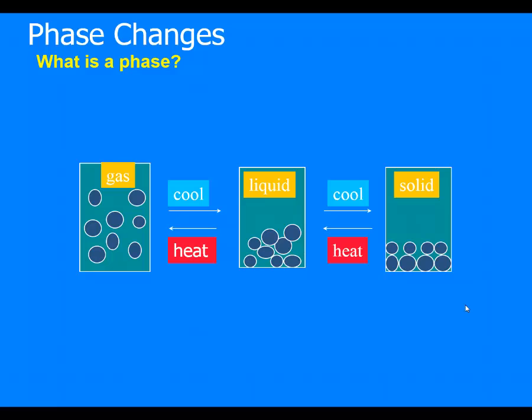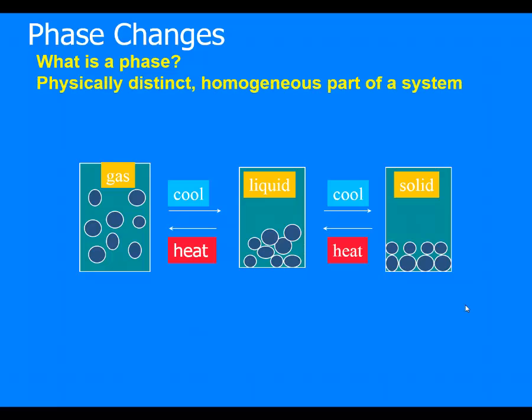Now, when I talk about a phase of matter, let's define what that means. A phase of matter is a very physically distinct, homogeneous part of a system. Okay, now homogeneous means it's uniform throughout, right?